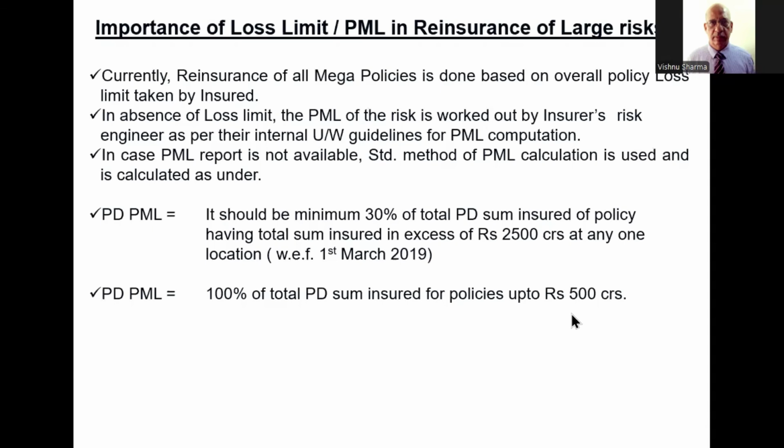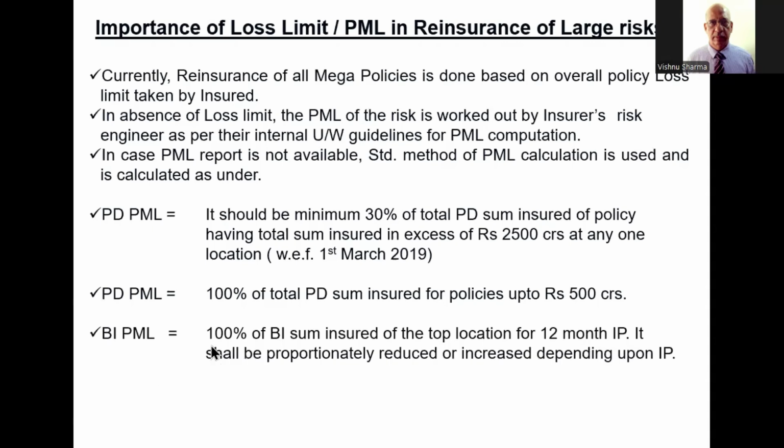So PD is property damage, right? Property damage, exactly. Then for your BI, the thumb rule is 100% of BI sum insured is supposed to be taken. And 100% of BI sum insured for the top location. For an indemnity period of 12 months, it is supposed to be taken as sum insured. So it shall be proportionately reduced or increased depending upon the indemnity period.